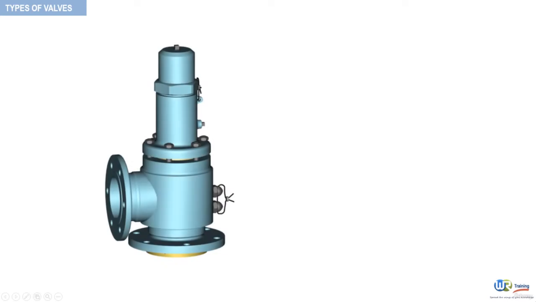You can see here a 3D model of a typical safety valve. Recall, safety valves are pressure relief valves actuated by inlet static pressure, and they are characterized by rapid opening or pop action. Safety valves are primarily used with compressible gases, especially for steam and air services.